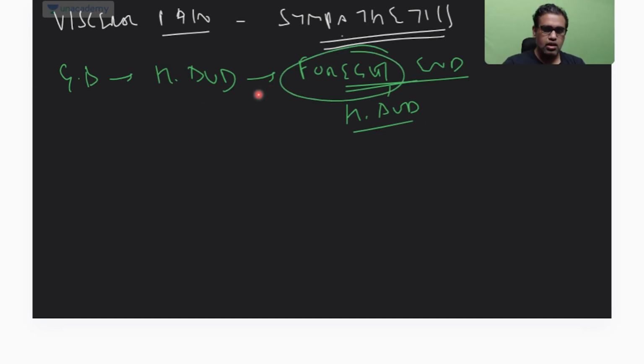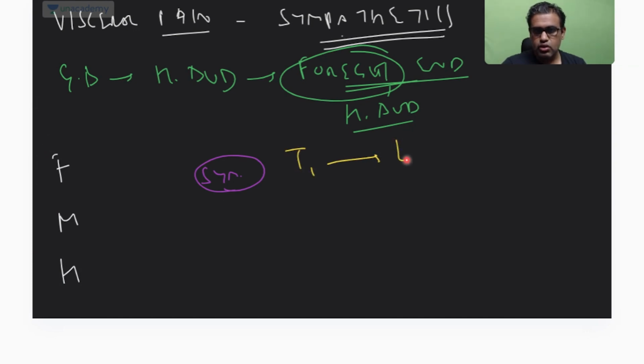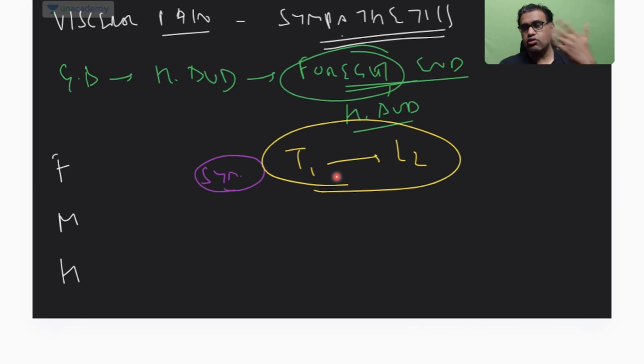Now we have three parts of gut: a foregut, midgut, and hindgut. What is their sympathetic supply? Sympathetics is coming from where? In the whole body, the sympathetics comes from T1 to L2. I hope you know that. Sympathetic outflow is from T1 to L2 from the spinal cord.